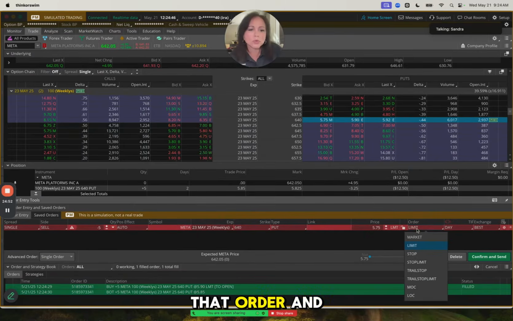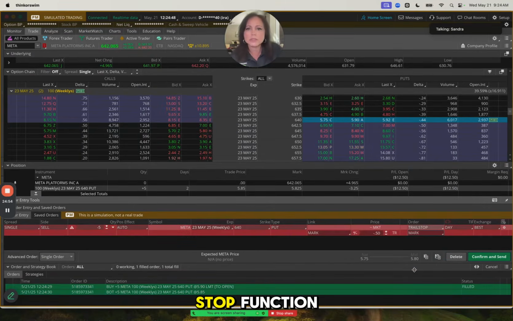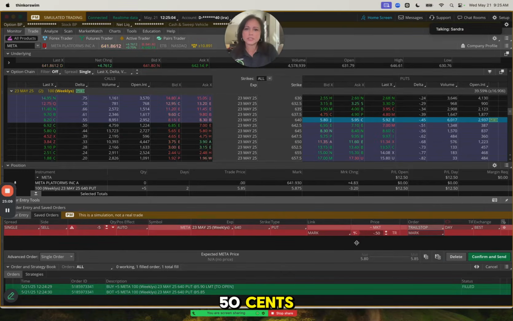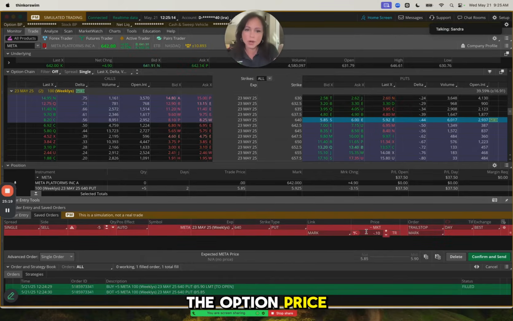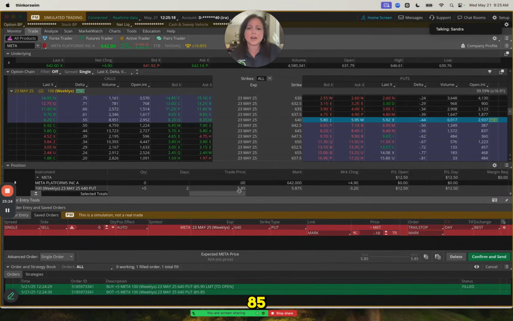As you create that order and you go over to the trail stop function, you then can do it by an amount. So this says if the option price goes down 50 cents. So let's say you did 10 cents. This says if the option price that we just bought in at, we bought this in at 585, if it goes down to 575, the system is going to sell all of our contracts all at once. Does that make sense?